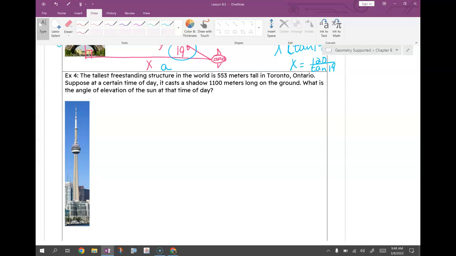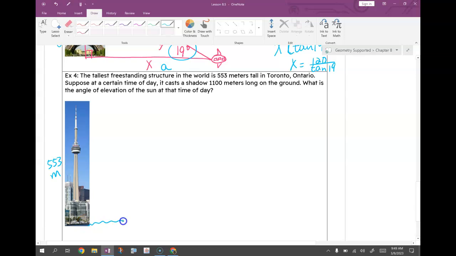The tallest freestanding structure in the world is 553 meters tall in Toronto, Ontario. Suppose at a certain time of day it casts a shadow 1,100 meters long on the ground. What is the angle of elevation of the sun at that time of day? Where does the 553 go? It's the height of the tower. So 553, and this time we're in meters, so make sure you put an M instead of an FT. Where does the shadow go? It talks about the shadow, right?